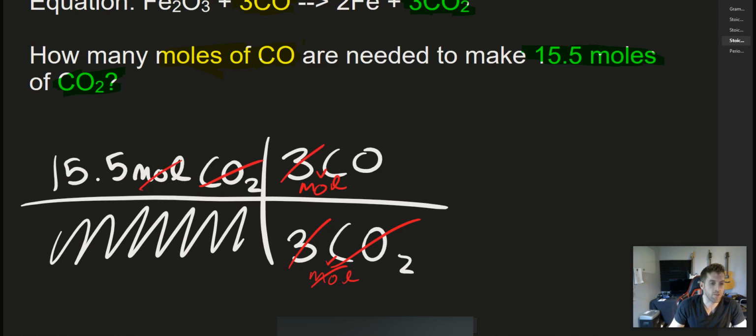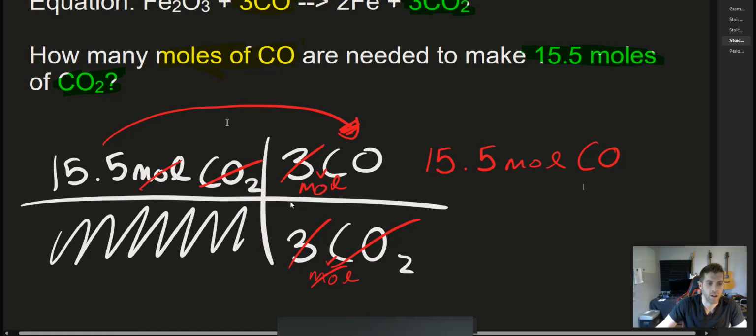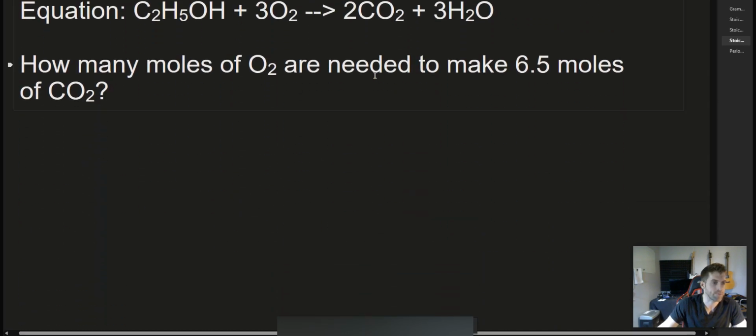So what are we left with? We are left with 15.5 moles of carbon monoxide. 15.5 moles of CO. Easy. Nice and easy. Don't even need to do math for that when we have similar numerations or variables on top and bottom.